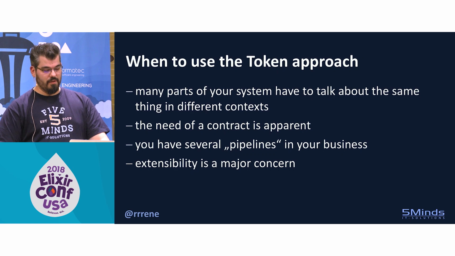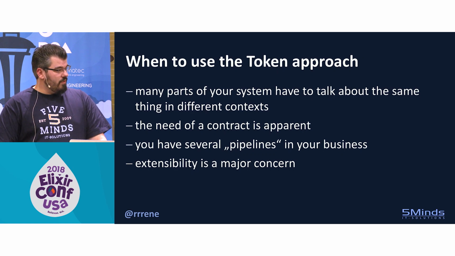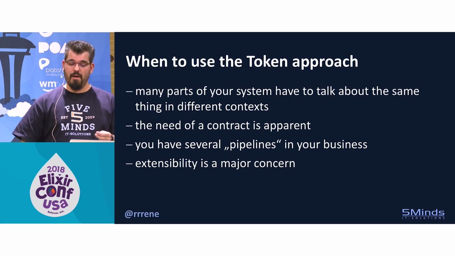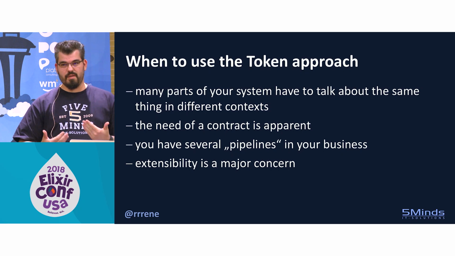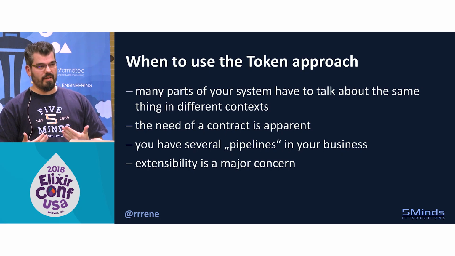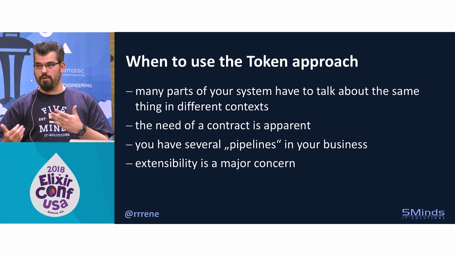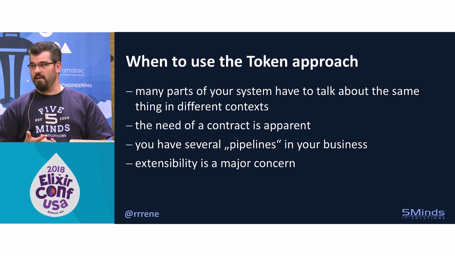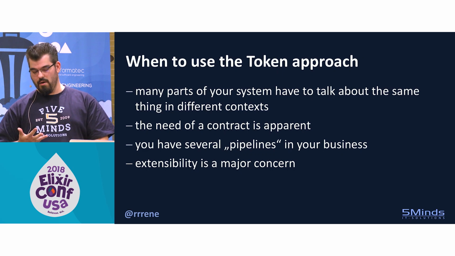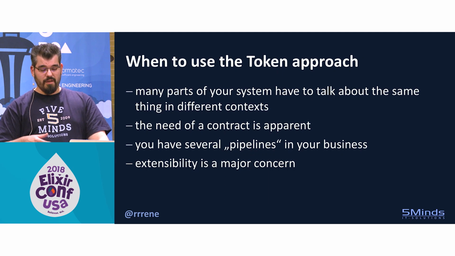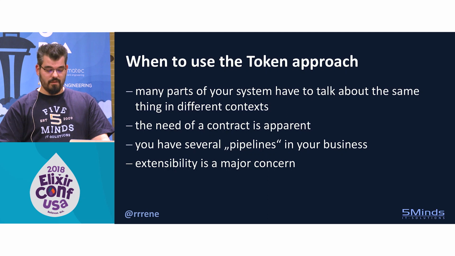Now, when to use this approach? Well, if many parts of your system have to talk about the same thing in different contexts, this is great. For example, after our login attempt is successful, in many systems what you then get back is some kind of identity. And you will use this identity for this user, which probably contains an email and claims in a claim-based security system or roles in lots of parts of your system to authorize actions, to contact the user, etc. So sometimes the need of a contract is apparent and simply outweighs the overhead of yet another struct.